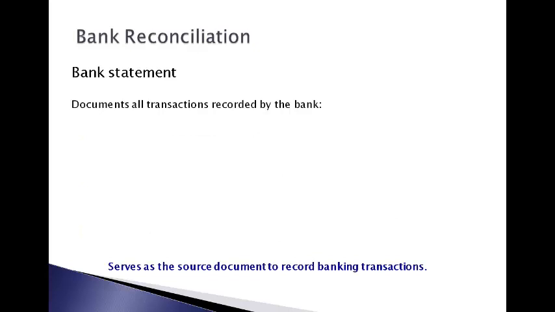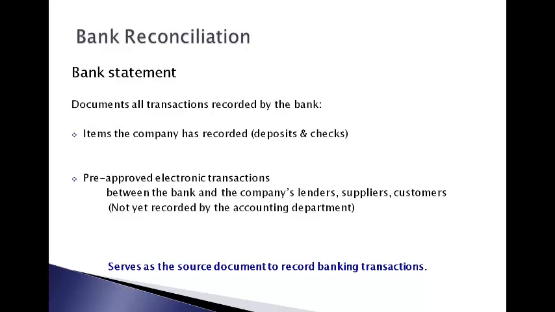The company receives a monthly bank statement from the bank that documents all the transactions recorded during the month by the bank. This bank statement details items the company recorded and the bank processed, pre-approved electronic transactions between the company's bank and the company's lenders, suppliers, or customers, which have not yet been recorded by the accounting department, and items the bank processed and no documents were processed or recorded by the accounting department. Companies use the bank statement as the source document to record pre-approved electronic banking transactions.